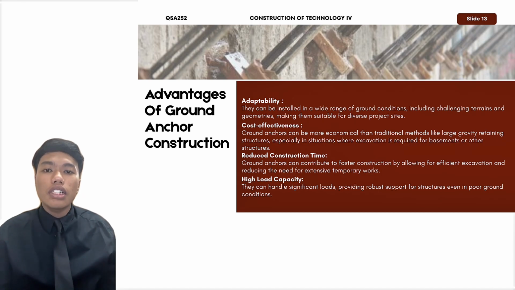The advantage is cost effectiveness. It is because ground anchors can be more economical than traditional methods like large gravity retaining structures, especially in situations where excavation is required for a basement.